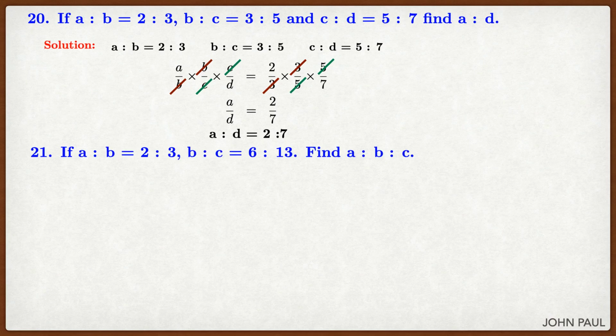21st problem. If A is to B equal to 2 is to 3, B is to C equal to 6 is to 13, find A is to B is to C. Solution: A by B equal to 2 by 3 and B by C equal to 6 by 13. What condition they are given we wrote. Now the common ratio is B. See here, A by B is given, that is 2 by 3, B by C is given as 6.